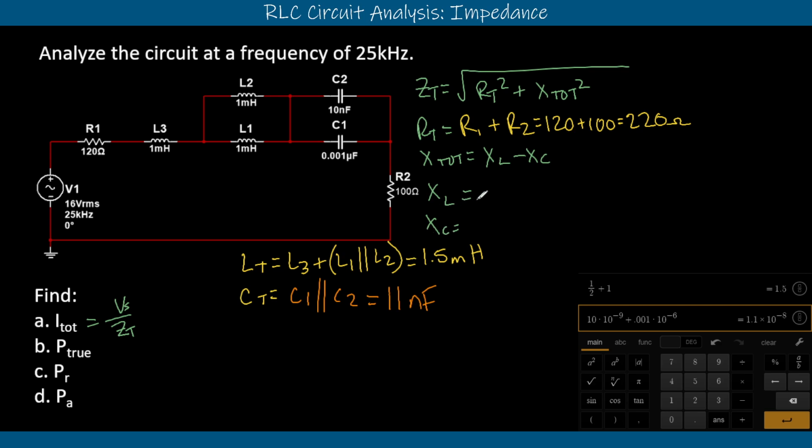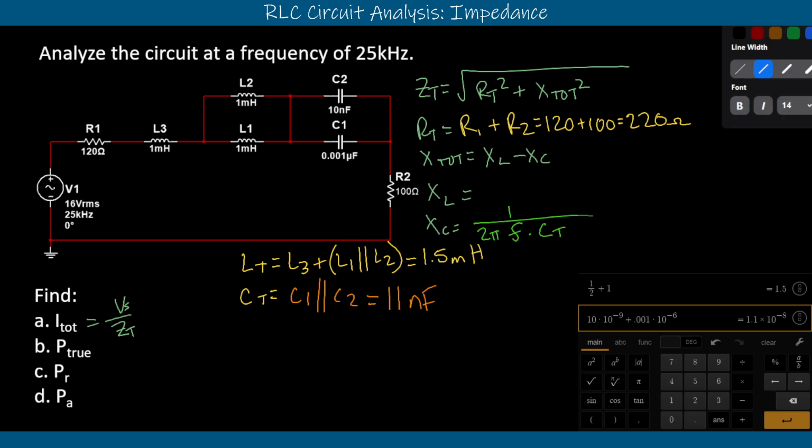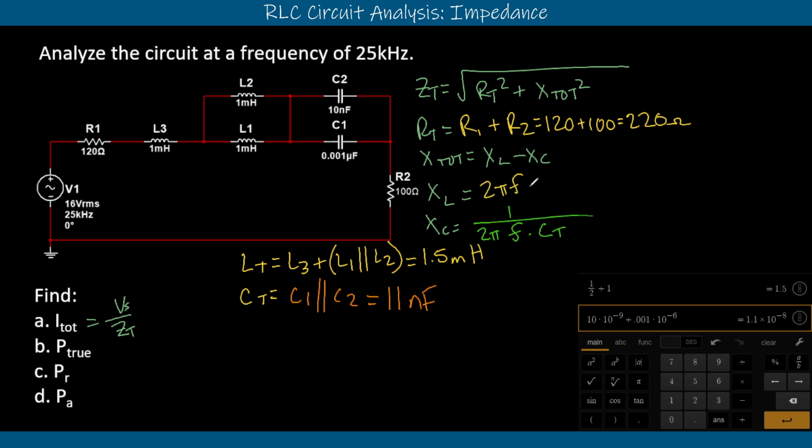We need to plug in what we know XL and XC equal. So let's write those ones out. We know XC is equal to 1 over 2 pi, our frequency, times our capacitance total. And we know that our XL equation is equal to almost the same thing, but minus that 1 over section. So that's just going to be 2 pi, our frequency value, multiplied by our LT. So we'll plug in for both of those and we'll solve out.